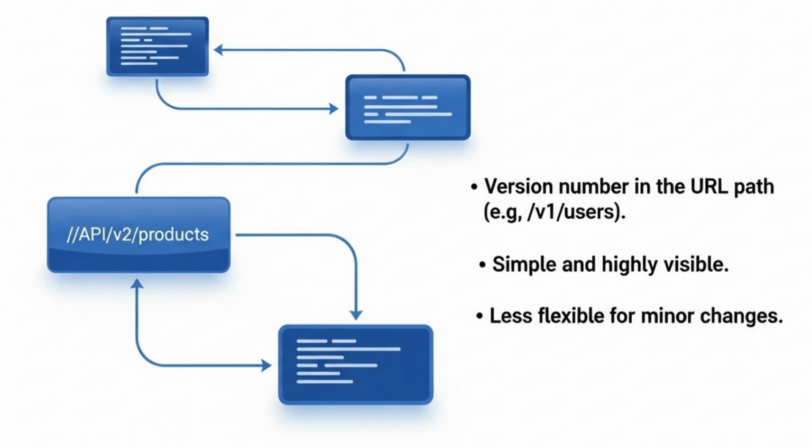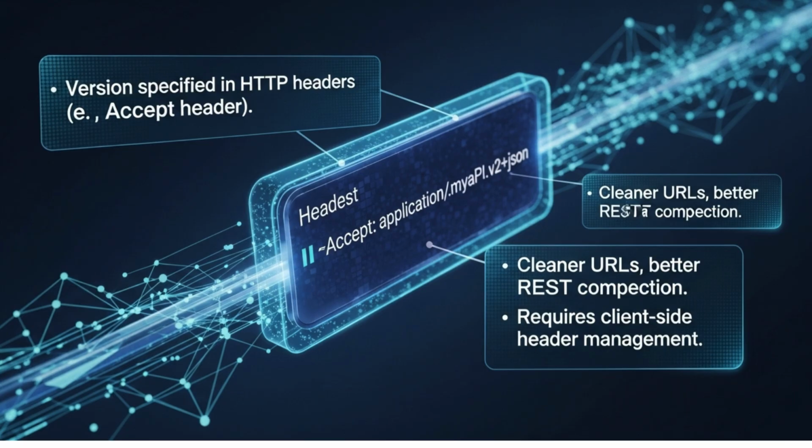looking at the URL. However, a potential drawback is what we call URL proliferation. You end up with many different URLs for essentially the same resource. It can also be less flexible for very minor, non-breaking changes, as even small updates might tempt you to bump the version in the URL.